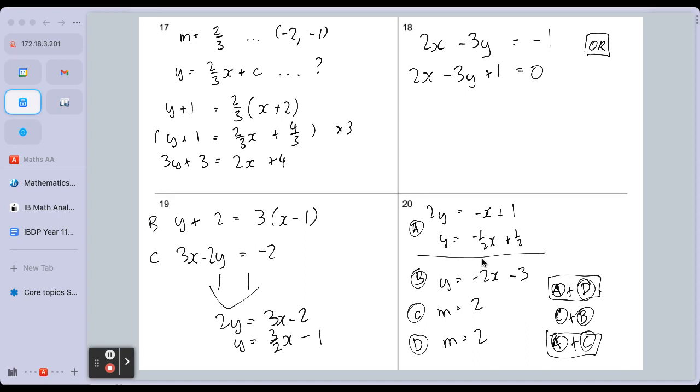So if you didn't get it wrong, it is A and C, and it is also A and D because both of those gradients are the same, right? So both of these match up with a minus half gradient in A for perpendicularity.